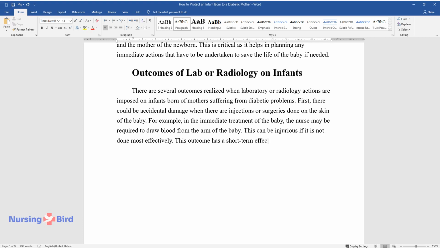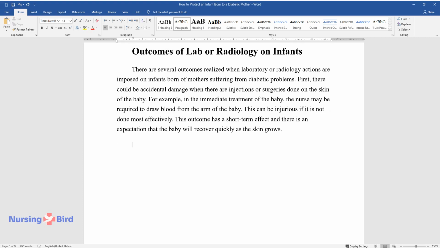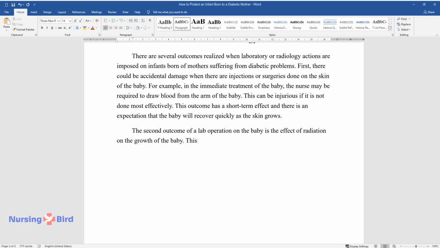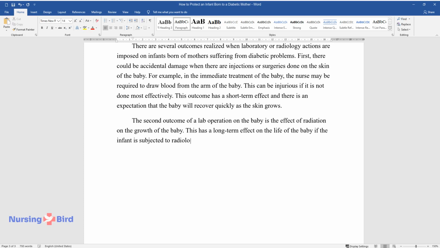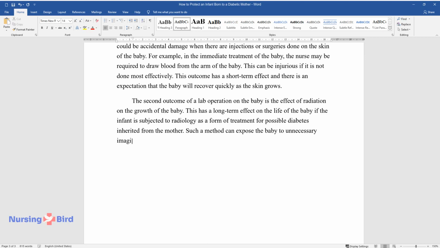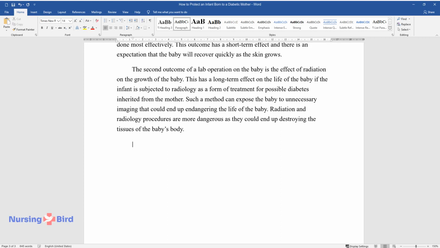This outcome has a short-term effect, and there is an expectation that the baby will recover quickly as the skin grows. The second outcome of a lab operation on the baby is the effect of radiation on the growth of the baby. This has a long-term effect on the life of the baby if the infant is subjected to radiology as a form of treatment for possible diabetes inherited from the mother. Such a method can expose the baby to unnecessary imaging that could end up endangering the life of the baby. Radiation and radiology procedures are more dangerous as they could end up destroying the tissues of the baby's body.